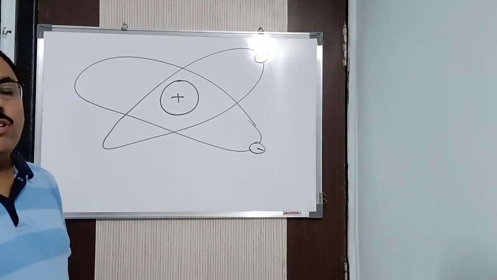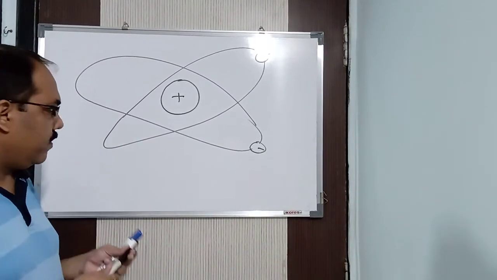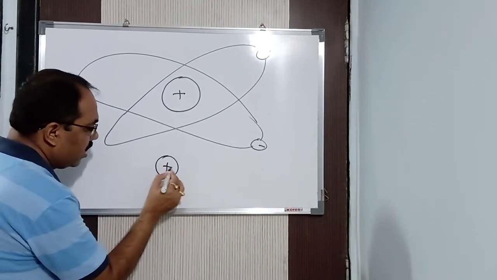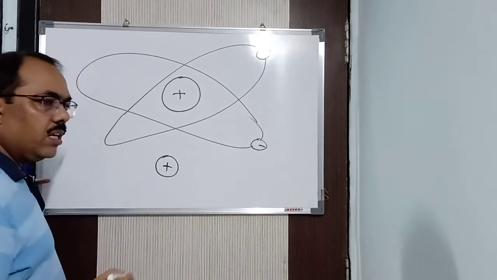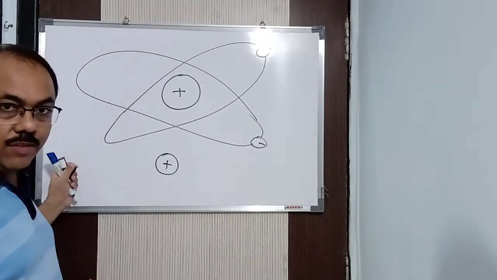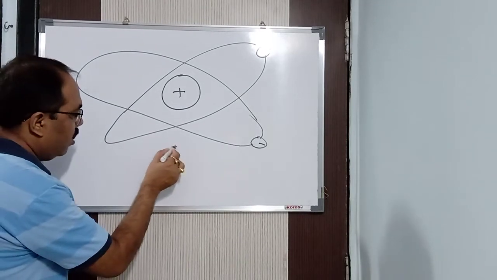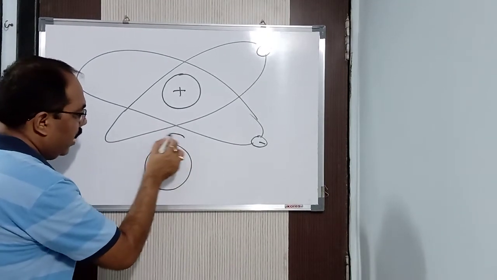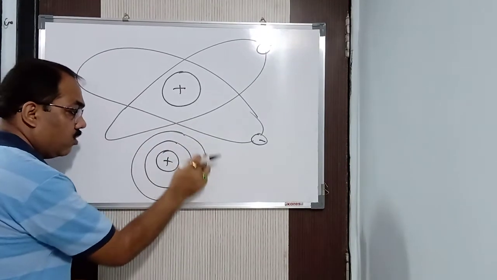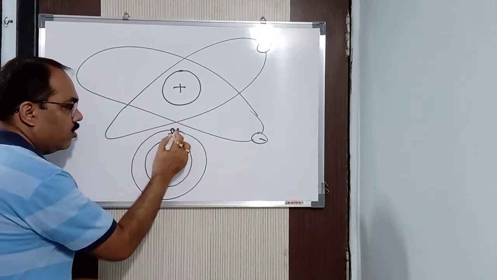So hence according to Rutherford, an atom has got two parts. One is the nucleus, which consists of the neutrons and the protons. Now of course the neutrons had not yet been discovered, for that reason he gave the name nucleus. And the electrons are moving around the nucleus in the extranuclear part, in the circular path.